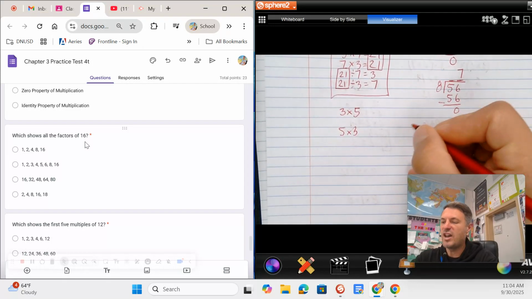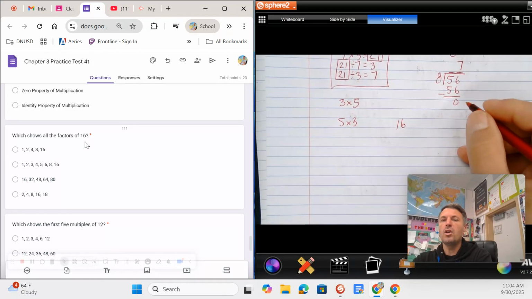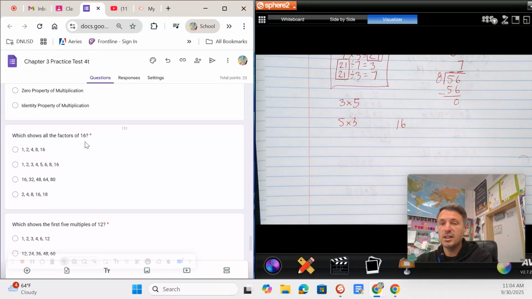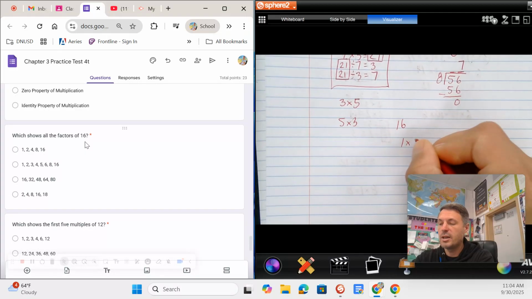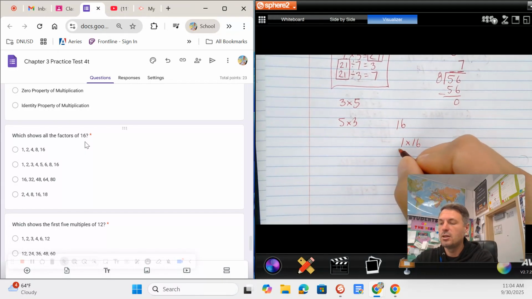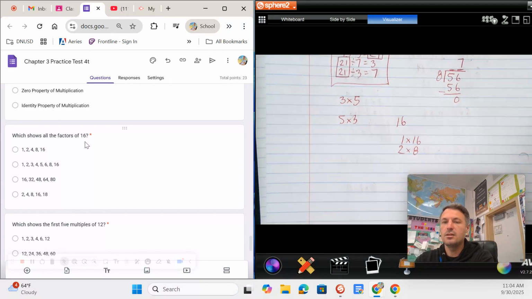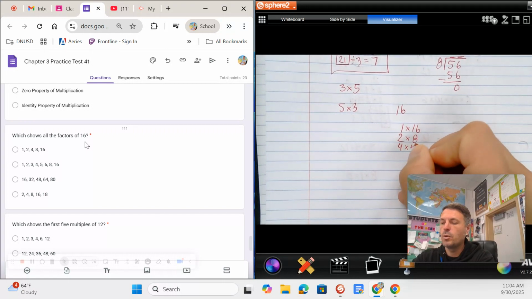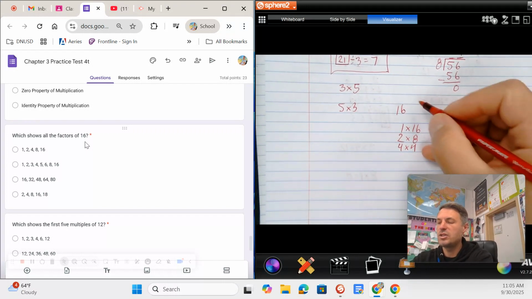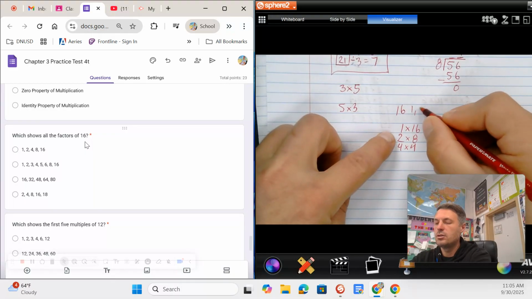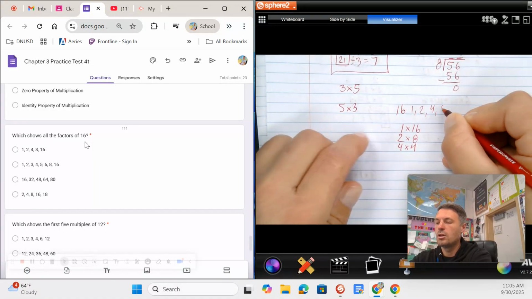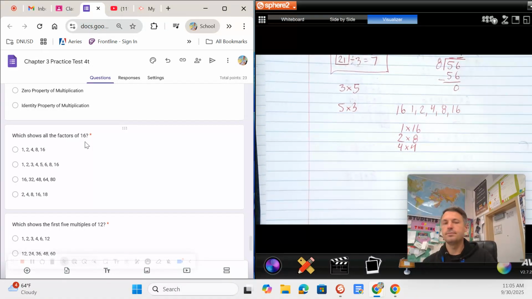Which shows all the factors of 16? Okay, so let's list the factors of 16. First of all, how many different ways can you get 16 as the answer to a multiplication problem? Well, there's 1 times 16, that equals 16. There's 2 times 8, and there's 4 times 4. So that means the factors of 16 are 1, 2, 4, 8, and 16. So that's what we look for here: 1, 2, 4, 8, and 16. That's the very first one, so you check that.